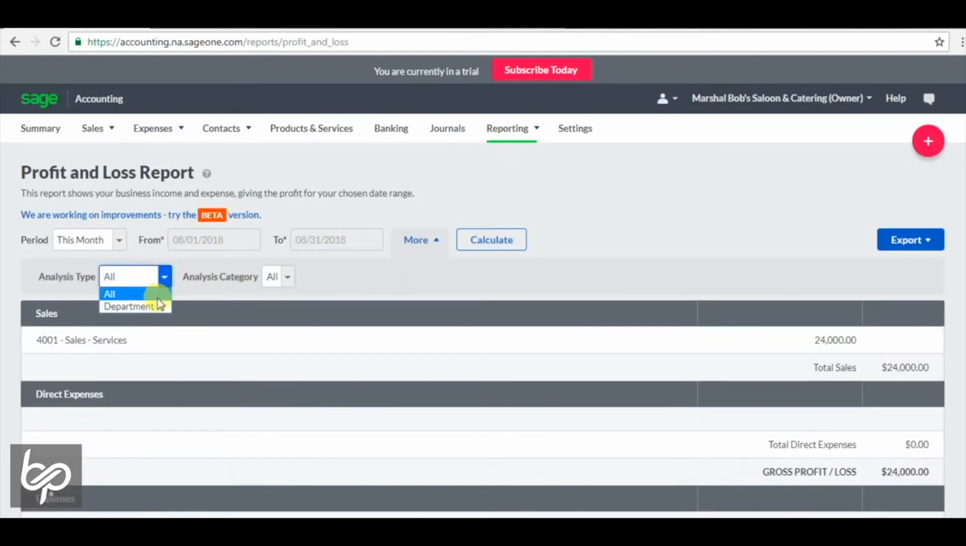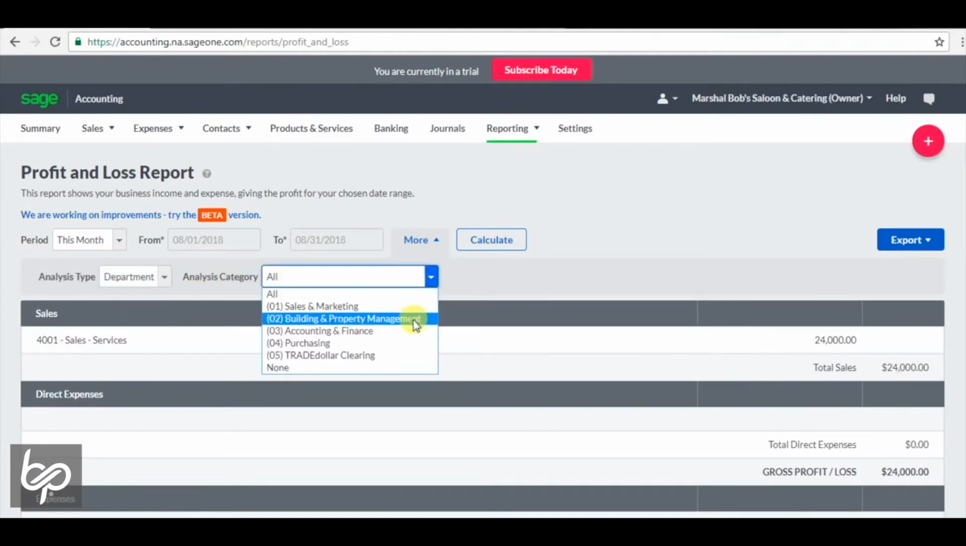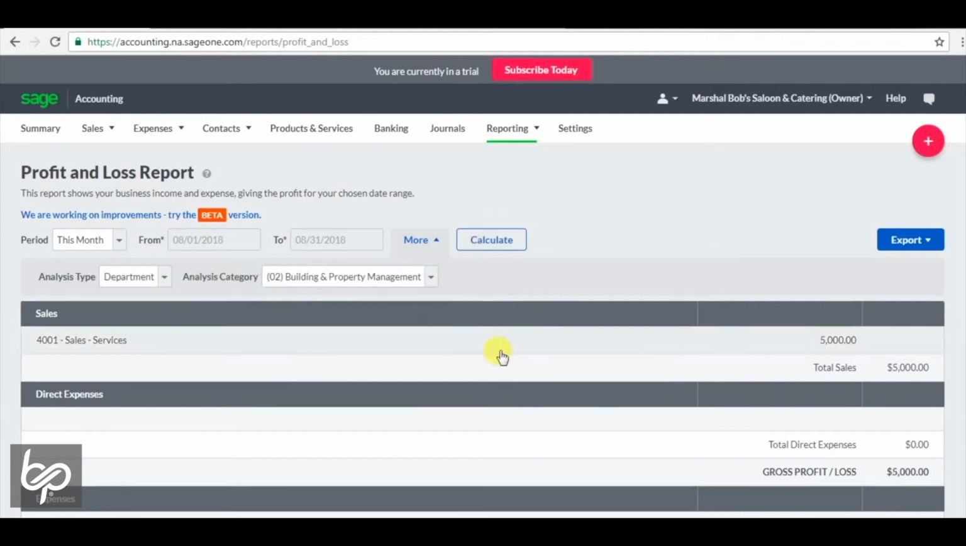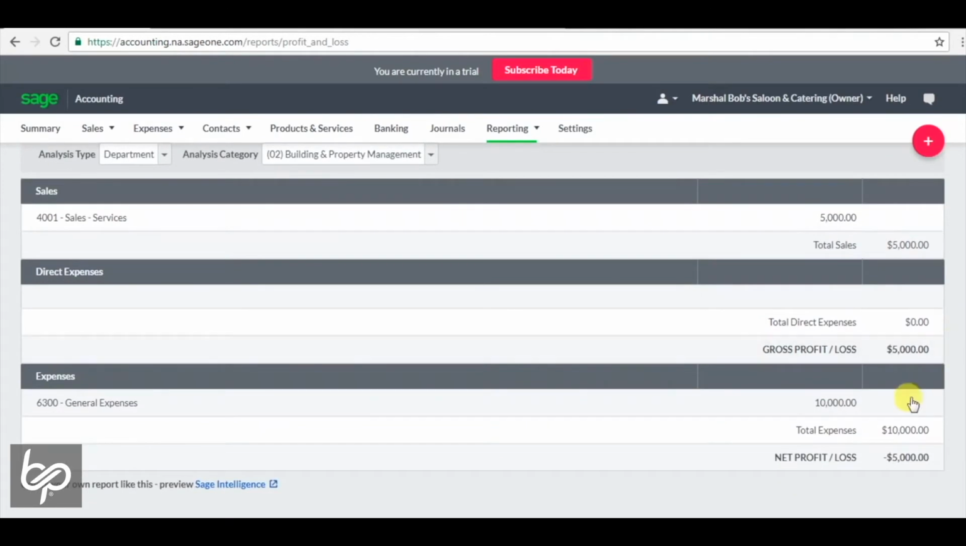So we're going to do a department, and we're only going to look at the Building Property Management Department. Normally the Building Property Management doesn't have sales, but in this case, now that we're talking about barter, it has this $5,000 sale. And then it also has this $10,000 expense, meaning that instead of the $10,000 expense counting against them in full for barter, it's actually only counting against them for $5,000.